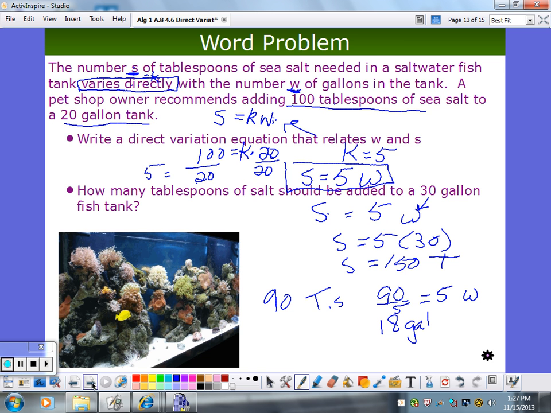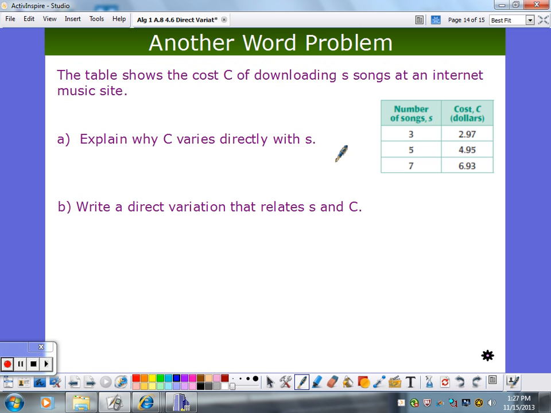Here's another example. The table shows the cost of downloading some songs from an internet music site. Not iTunes, just a very general music site. So you're downloading songs, right? It says, explain why C varies directly with S. Well, does it? C equals K times S. So what would that mean? What's K then? It's C over S.